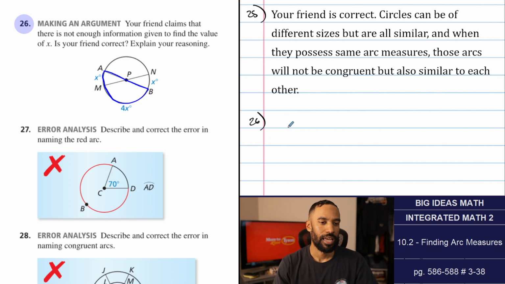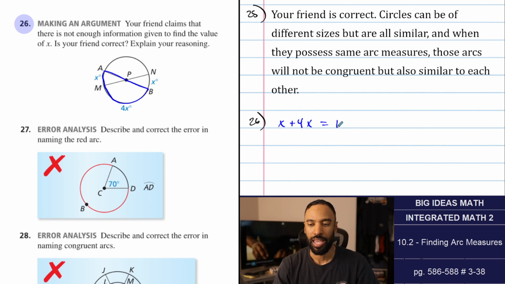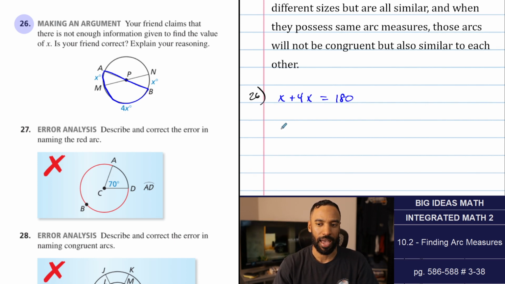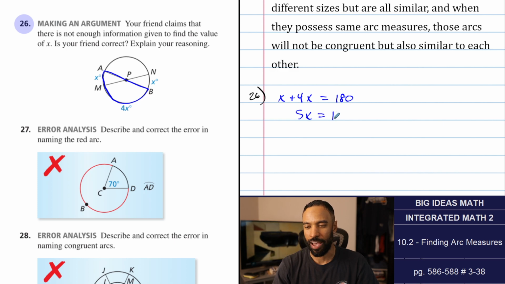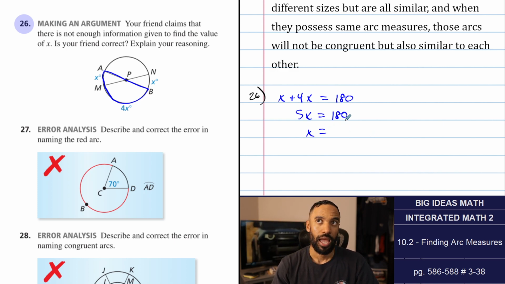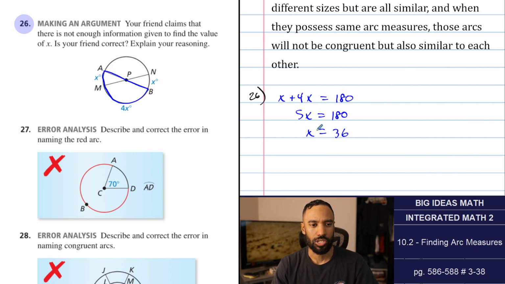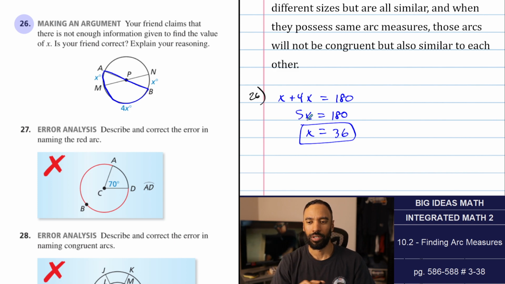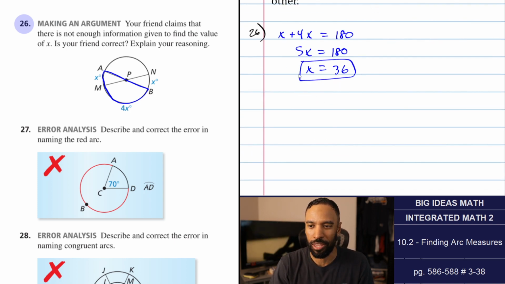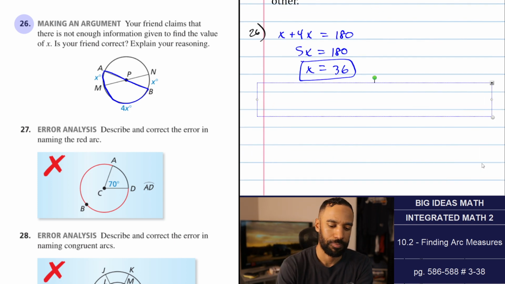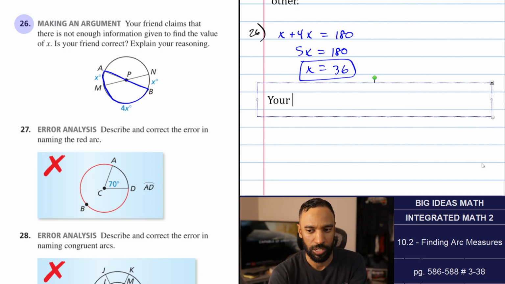So I could take the x plus 4x, I'm going to solve it first and then dispute my friend, and I get 180 just from that off the bat. Combine like terms, divide by 5, you'll get the answer, if only I knew what that was. 36. x is 36 from that one. Your friend's incorrect. Look at the math.